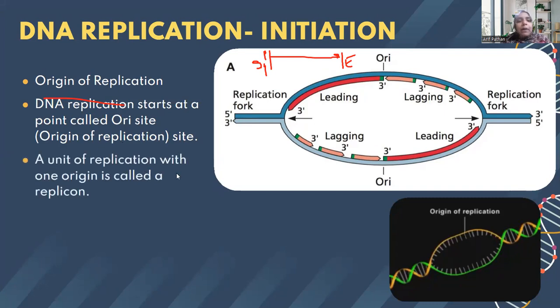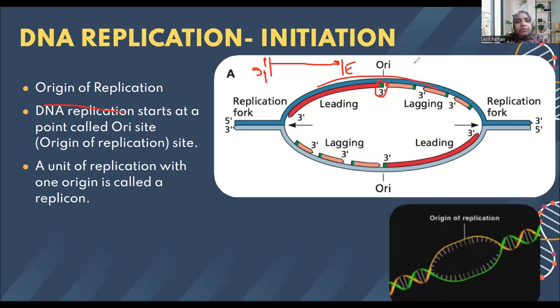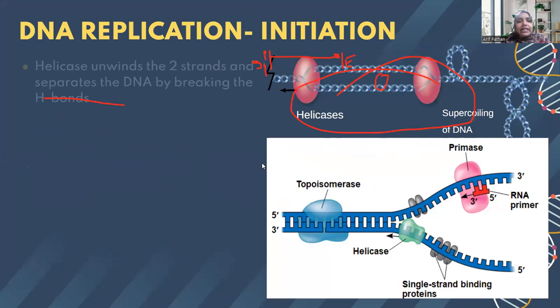Okay, a unit of replication with one origin is called a replicon. So one origin site, this particular unit is known as replicon. Okay, so initiation is brought about by, now, the start site.